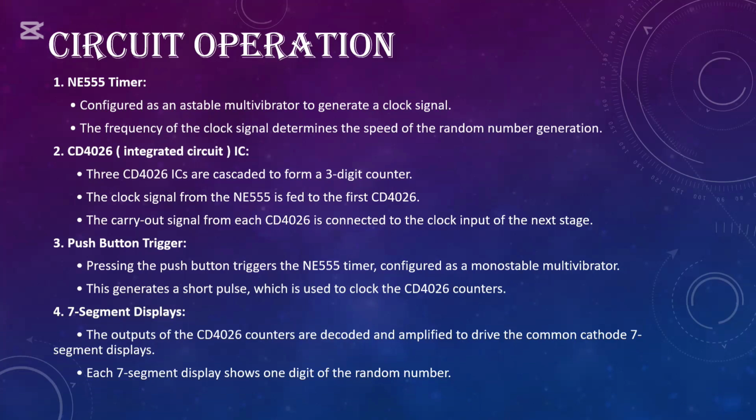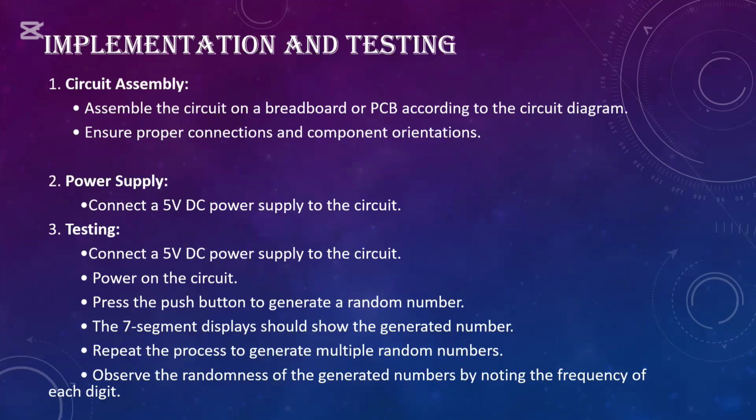And another component is the 7-segment display. The outputs of the CD4026 counters are decoded and amplified to drive the common cathode 7-segment display. Each 7-segment display shows 1 digit of the random number. Thank you.